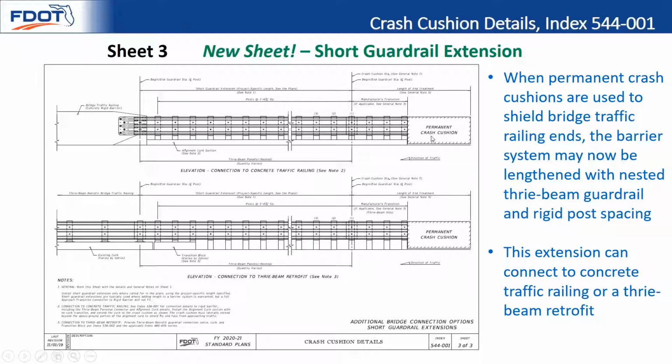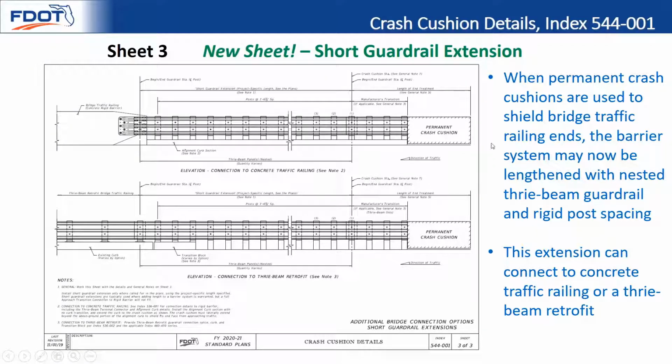And so it's really kind of the intermediate option between either if you did choose to shield the end of a bridge traffic railing with permanent crash cushion, it's the intermediate option between putting the crash cushion, mounting it directly to the end of the concrete, or using the full standard guardrail transitions to W-beam, from Thrie-beam to W-beam, and then from W-beam back to Thrie-beam again, which might not be practical, might be too long.